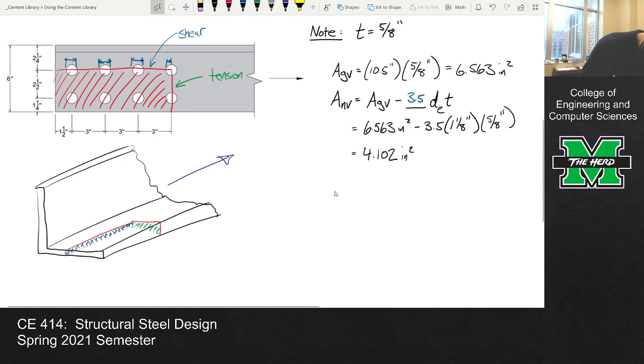Now let's do AGT. Sorry, AGT. Yeah, emphasis on the T. Now we need to do the gross area in tension. Okay? So help me out. How are we going to compute the gross area in tension? What's the formula going to be?